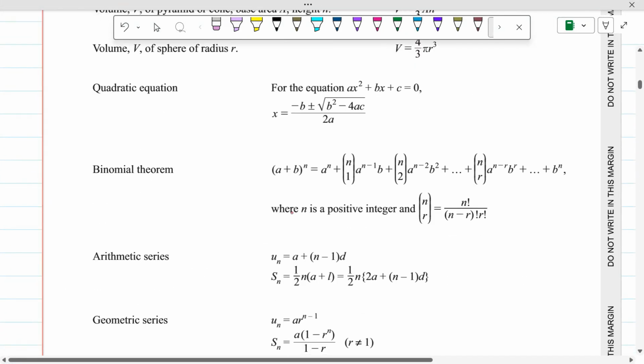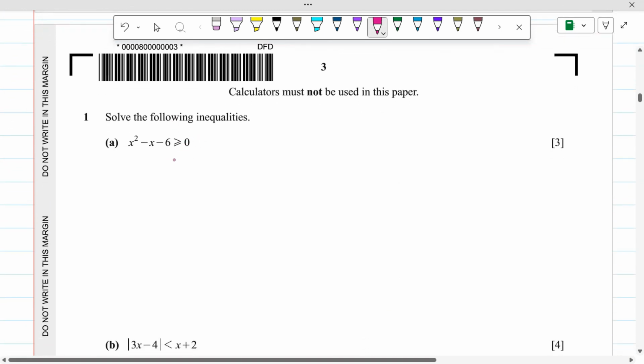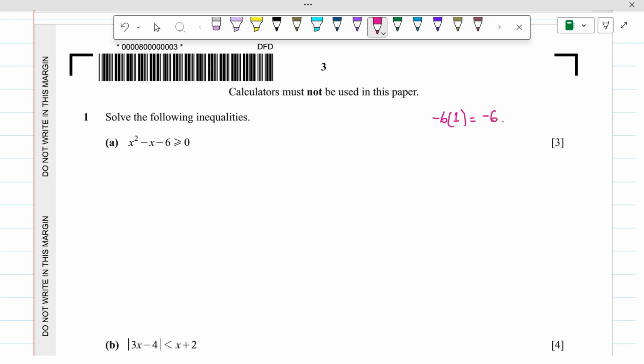Okay, let's move to question number 1. Solve the following inequality. We have the quadratic expression, and this quadratic can be solved by factorization. For example, -6 times 1 is equal to -6, and -3 times 2 is also equal to -6. When we add -3 and 2, we have -1. So we can factorize this quadratic.